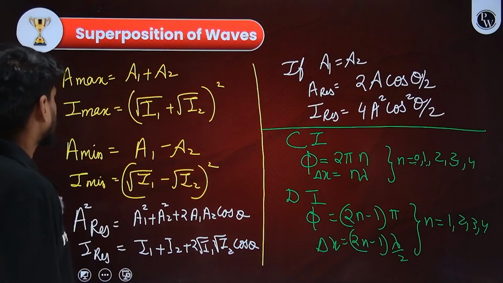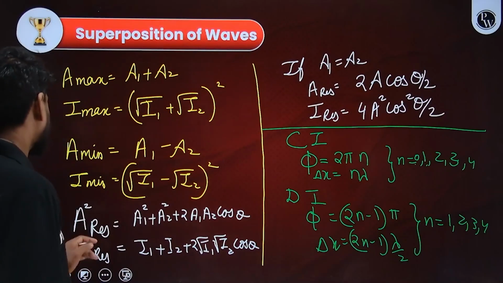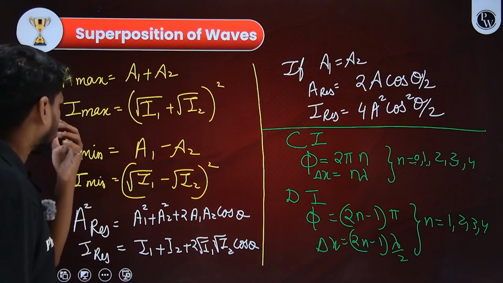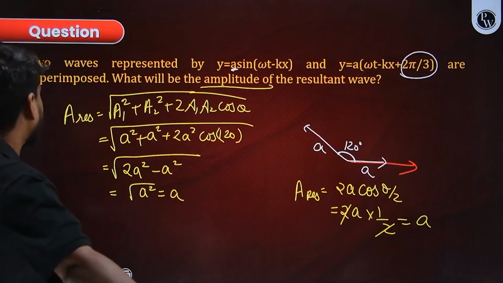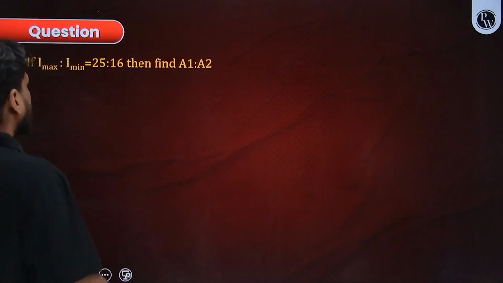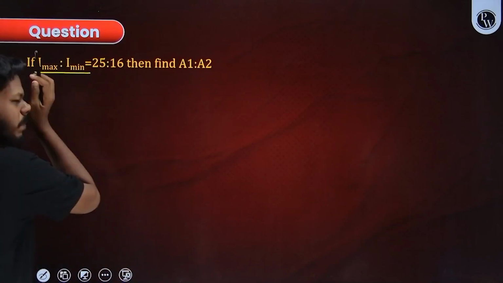Also, okay, let me give two additional formulas. Okay, I will give you later. Okay, here I shall give. They are giving I max by I minima.